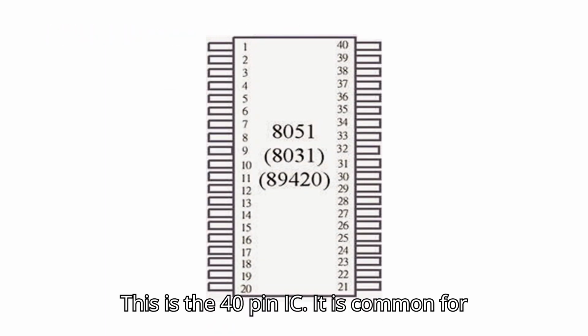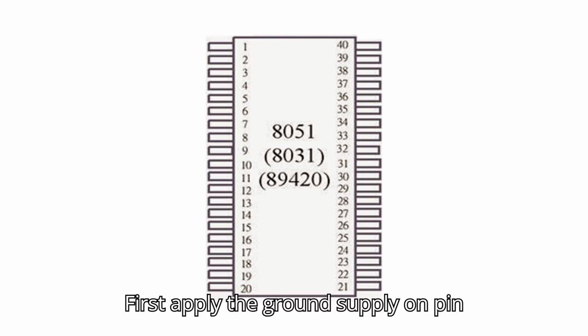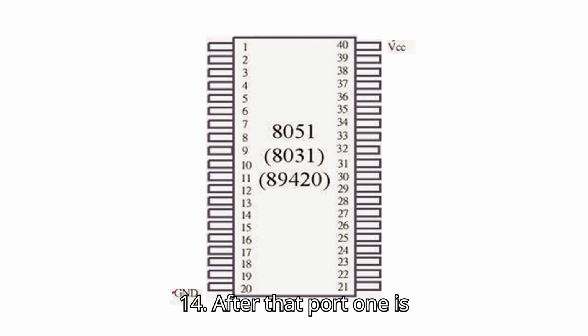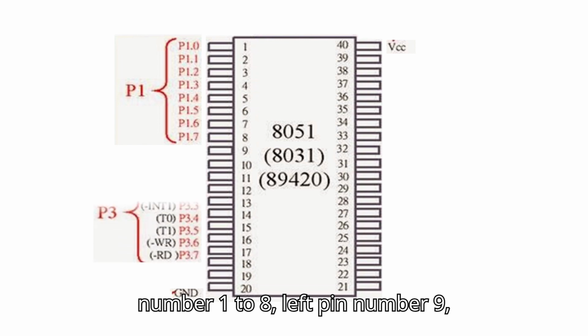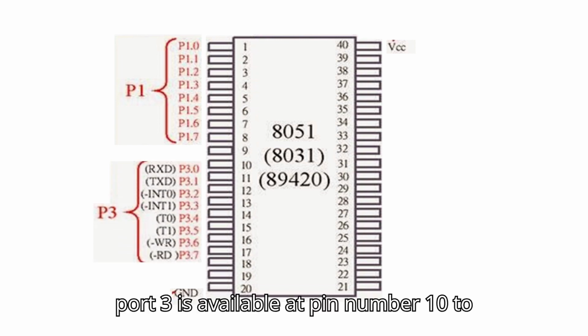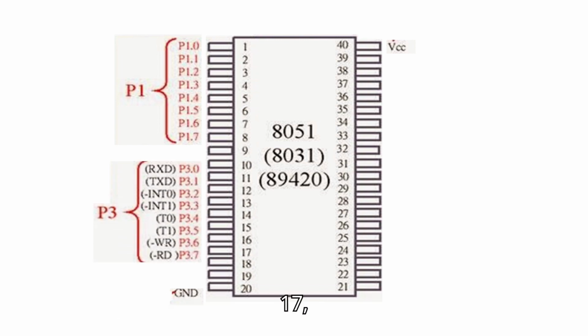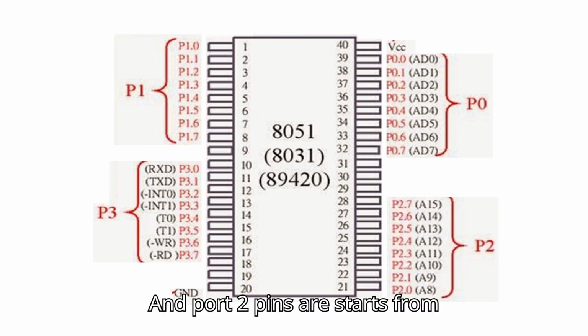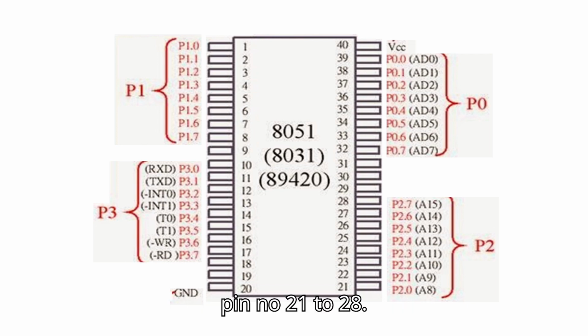This is the 40 pin IC. It is common for 8031 and 8951 also. First apply the ground supply on pin number 20 and VCC supply on pin number 40. After that, port 1 is pin number 1 to 8. Leaving pin number 9, port 3 is available at pin number 10 to 17. Port 0 is at pin number 32 to 39. And port 2 pins start from pin number 21 to 28.